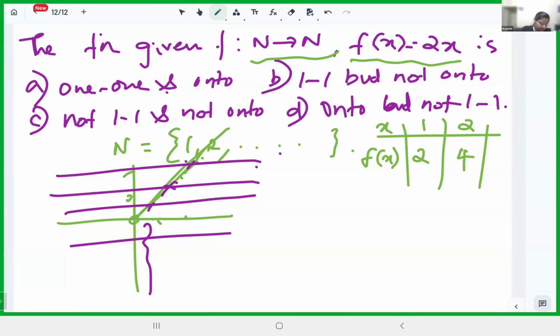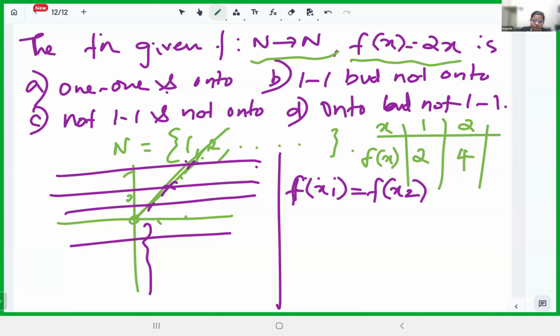According to the definition, we can also prove it. That is, if f of x1 is equal to f of x2, we can prove this way also. Take f of x1 is equal to f of x2. From this, you can say that 2x1 is equal to 2x2. From this, you can get that x1 is equal to x2.